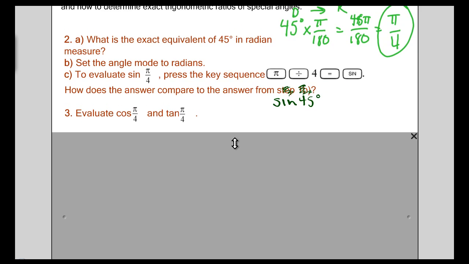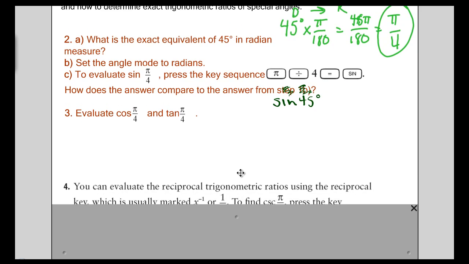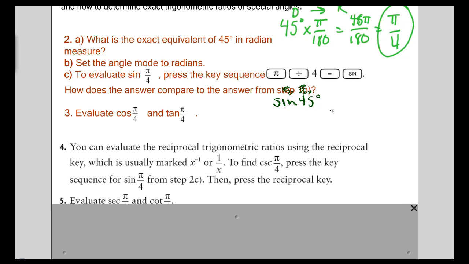Now sometimes you may want to find the reciprocal trig ratios. So say for example we just worked with sine of 45, or in our example it was the sine of pi over 4. What if we wanted to find out what the cosecant of pi over 4 is, its reciprocal function? Well, cosecant of pi over 4 really is 1 over the sine of pi over 4. So let's use our calculator to help us solve that.